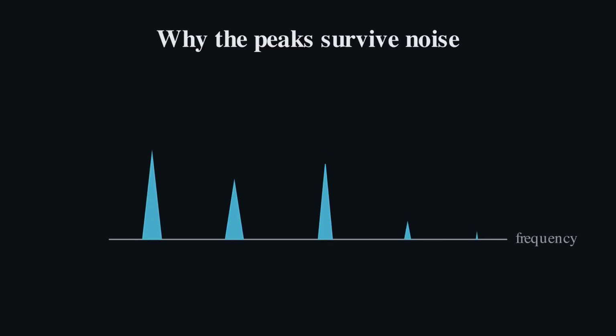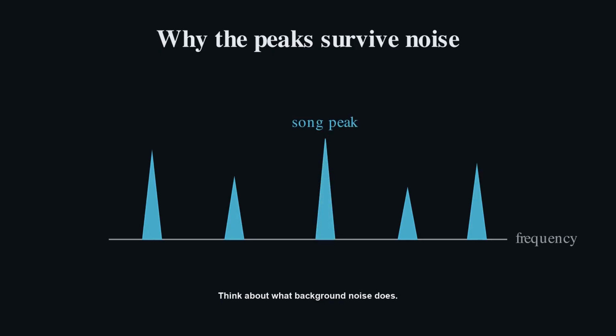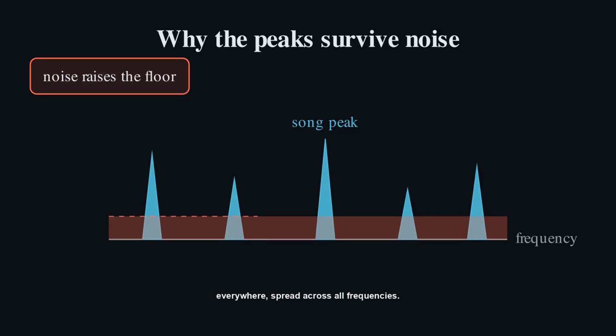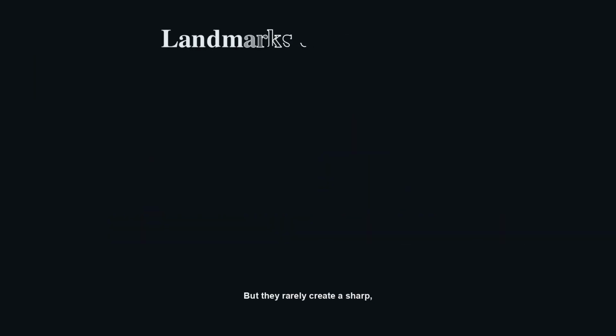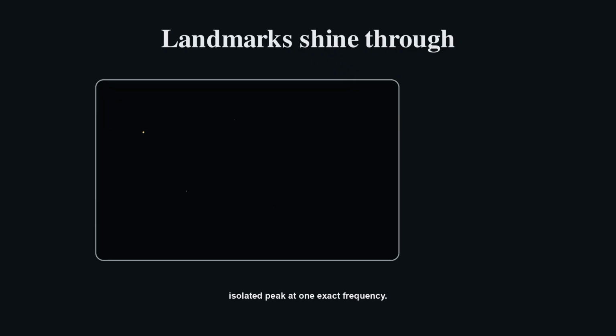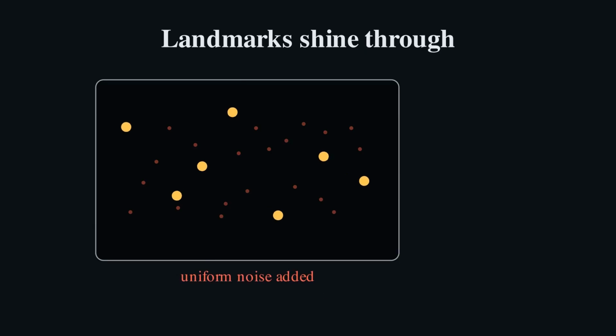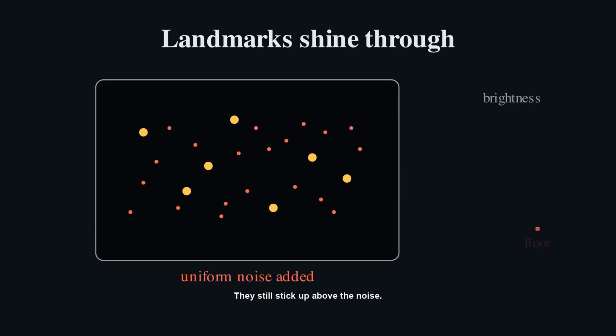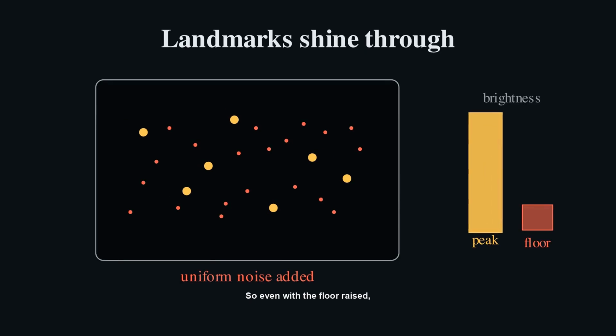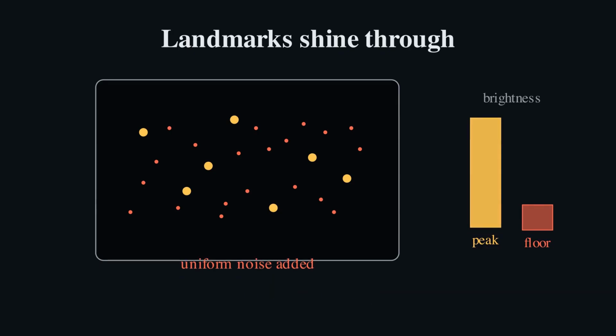Now, why does this survive a noisy cafe? Think about what background noise does. Chatter and clinking add a little energy everywhere, spread across all frequencies. They raise the overall floor of the sound, but they rarely create a sharp, isolated peak at one exact frequency. The song's true peaks are tall and concentrated. They still stick up above the noise, so even with the floor raised, the same landmarks shine through. That is the secret to its robustness.